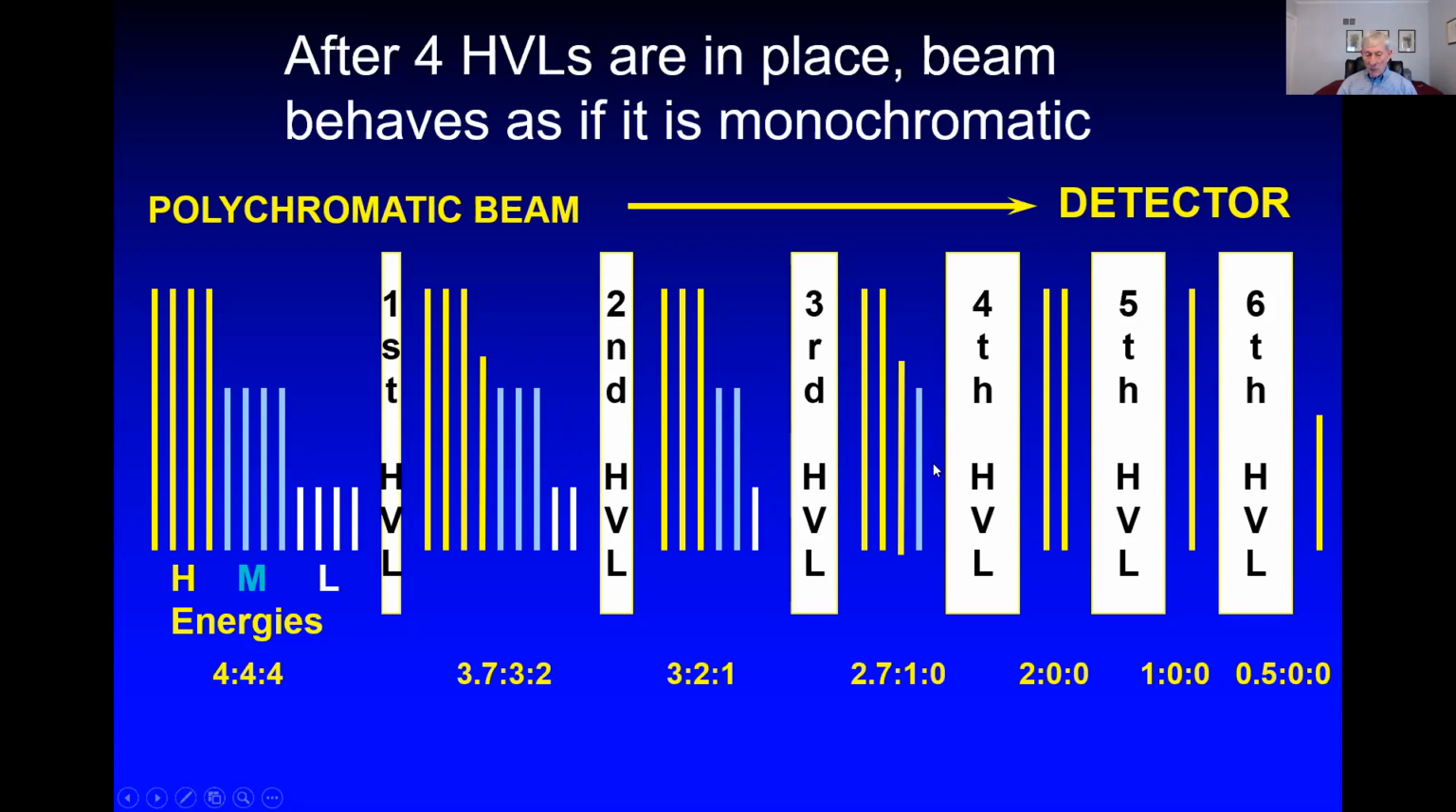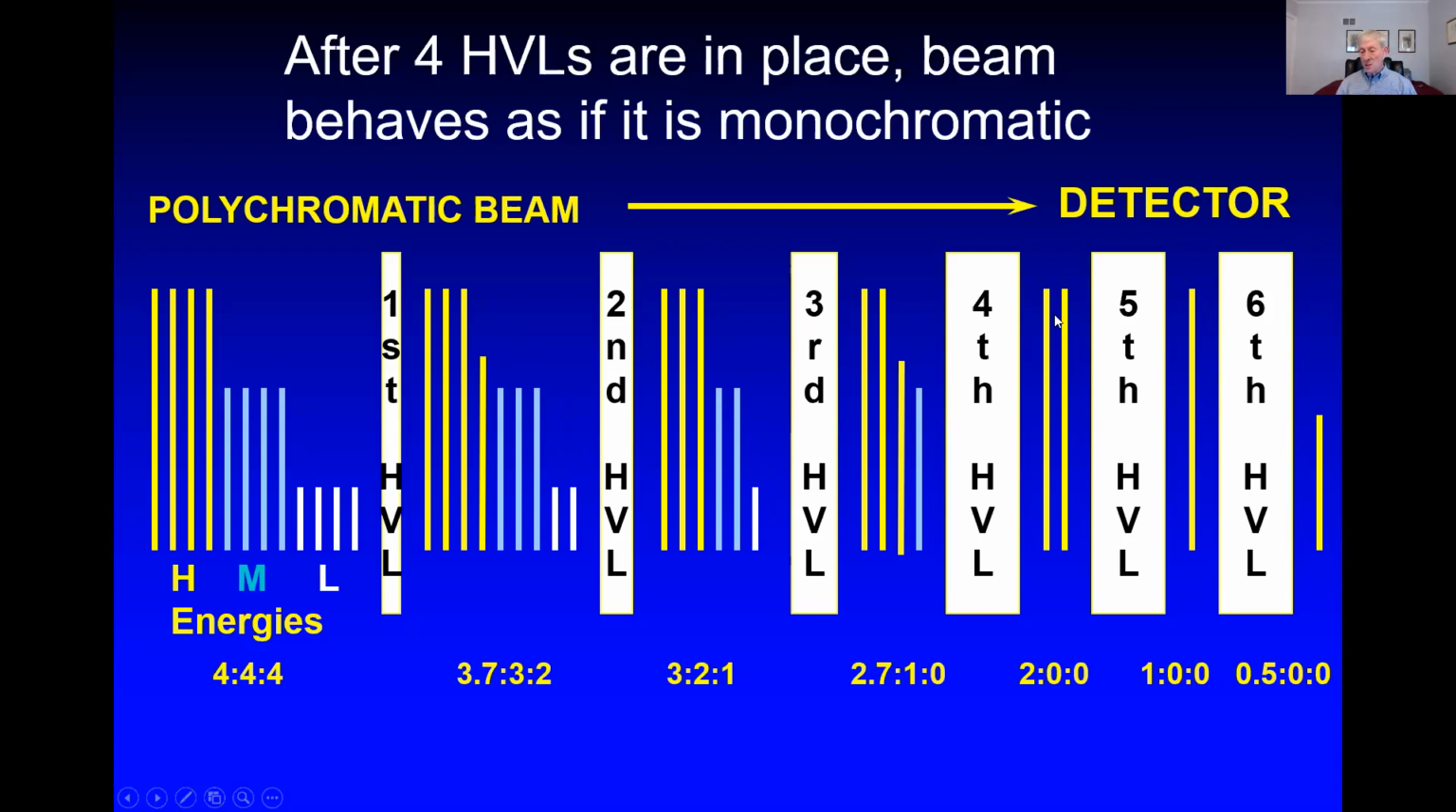And the third layer got rid of all the low, almost all of the medium, and a more significant amount of the high. And after the fourth layer, look what happened. We now have 0 low, 0 medium, and all we have is the highest. So now it behaves monochromatically.